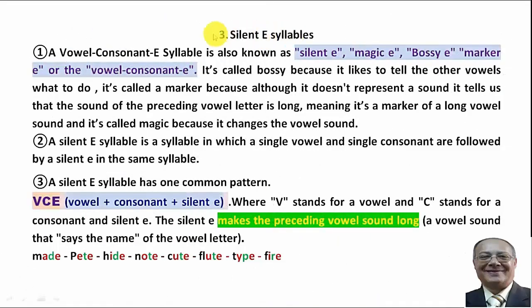Silent E syllables. A vowel-consonant-E syllable is also known as silent E, magic E, bossy E, marker E, or the vowel consonant E. It's called bossy because it likes to tell the other vowels what to do. It's called a marker because, although it doesn't represent a sound, it tells us that the sound of the preceding vowel letter is long, meaning it's a marker of a long vowel sound. And it's called magic because it changes the vowel sound.